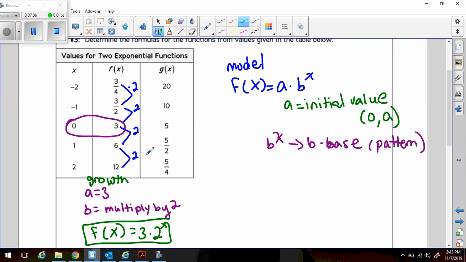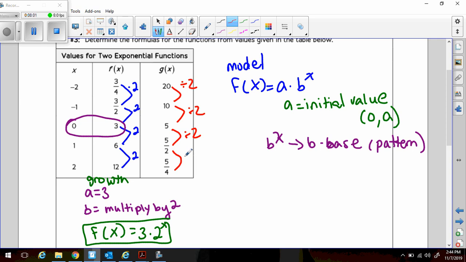You're almost done. Now we have to do g of x. Now this one looks like it's getting smaller. 20 to 10. 10 to 5. It's actually getting smaller by multiplying it by 1/2, or we can say that we're dividing it by 2. Right? 10 divided by 2 is 5. 5 divided by 2.